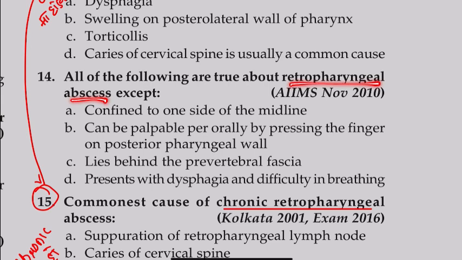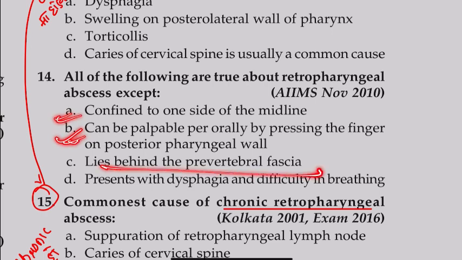Now all of the following are true about retropharyngeal abscess except: confined to one side of midline. Is it confined to one side of midline? Yes, it is confined to one side of midline, right? Talking about another one: can be palpable orally by pressing finger on posterior pharyngeal wall. Can it be done? Yes, it can be done. It is confined to one space and palpation can be done.